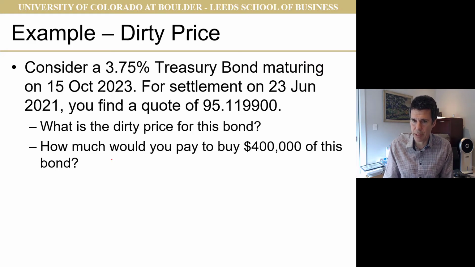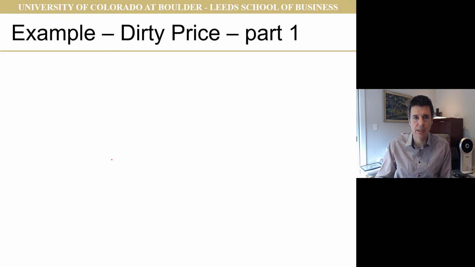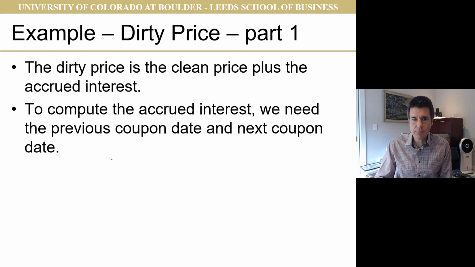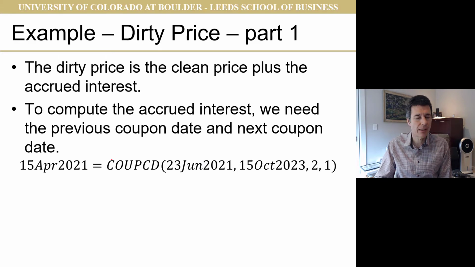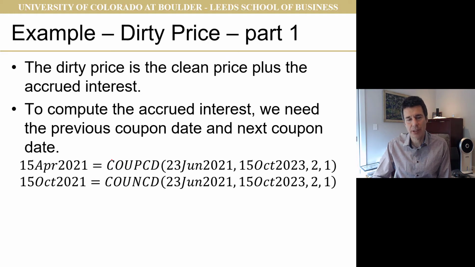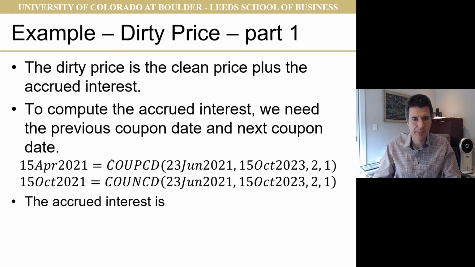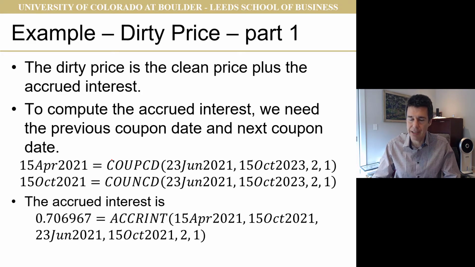That's a clean price. To find the dirty price, we take the clean price and add the accrued interest. So we find the previous coupon date, 15th of April 2021, using COUPPCD. Find the next coupon date, 15th of October 2021, using COUPNCD. The accrued interest using ACCRINT is 0.706967. So previous coupon date, next coupon date, settlement date, maturity date, 2 for frequency, twice a year, 1 for US Treasuries.